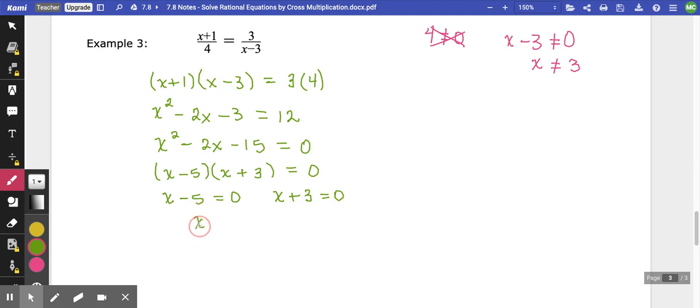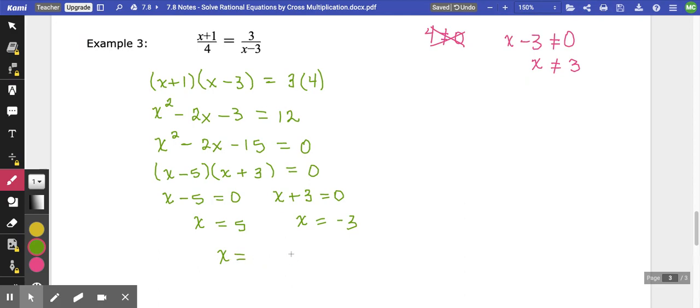Okay, so x minus 5 equals 0. That would give me x is 5. x plus 3 is equal to 0. That would give me x is negative 3. And then I would compare those with my restricted values there. Now it says that x is not allowed to be 3. Neither of my values that I found were 3, so these are both good solutions.